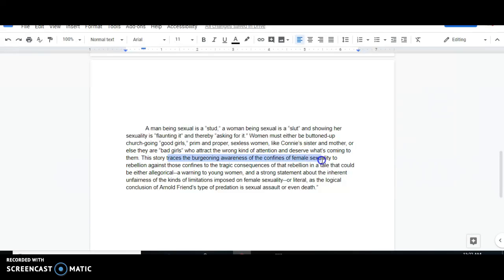Traces burgeoning awareness of the confines of female sexuality. Then her rebellion. She sneaks out. She says she's going to a friend's house. She actually goes to see a boy. Against those confines. The boy she sees is harmless, but she attracts the attention of a man who is not. The tragic consequences of that rebellion. In a tale that could be allegorical as a warning to young women and a statement about the inherent unfairness of the kinds of limitations imposed on female sexuality, a 2-part argument. Or literal, because the logical conclusion of that type of predatory behavior from a man like Arnold Friend is sexual assault or even death. Obviously, this is less common, and this is far more common.